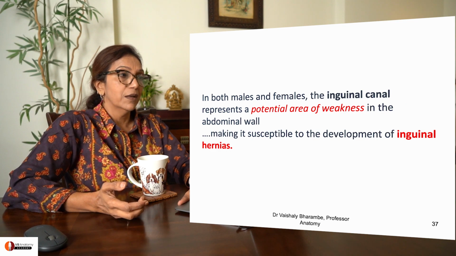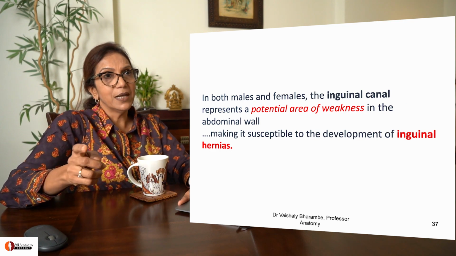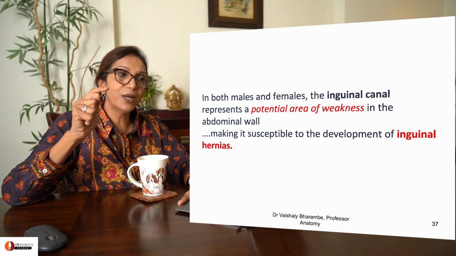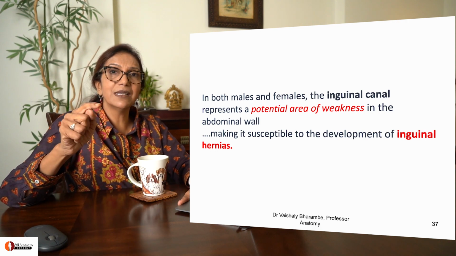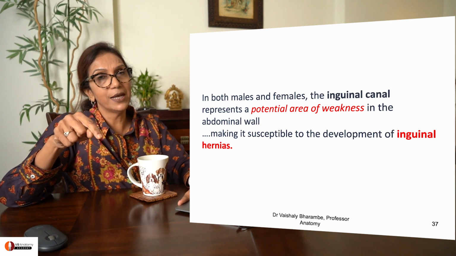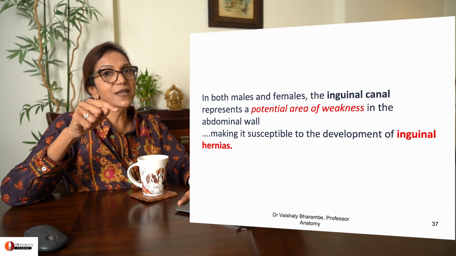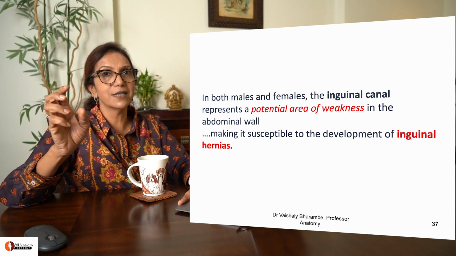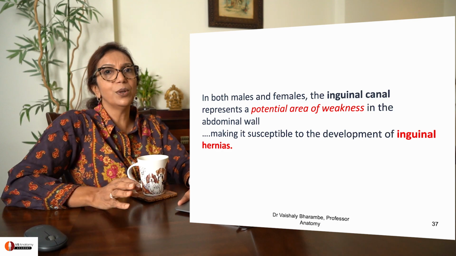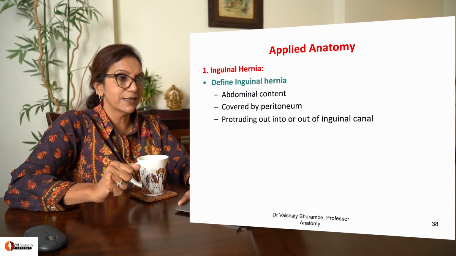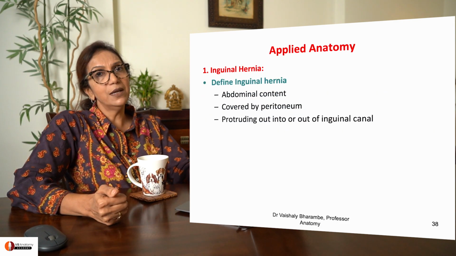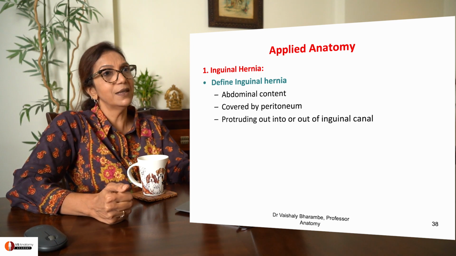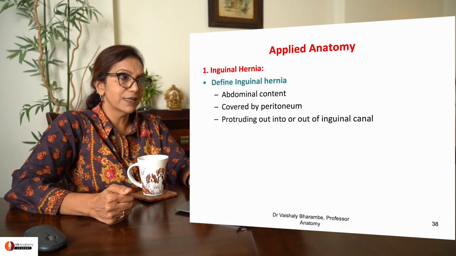But both male and female human beings have a potential area of weakness in the abdominal wall, which is your inguinal canal, and this is why we suffer from inguinal hernias. Canal is, despite all this, a potential area of weakness. So what is inguinal hernia? We come to applied anatomy, last 2-3 minutes of the class.